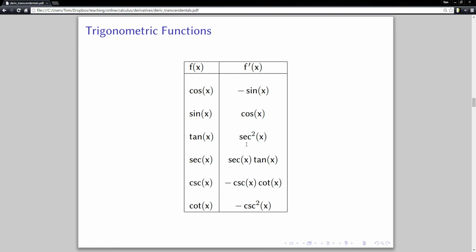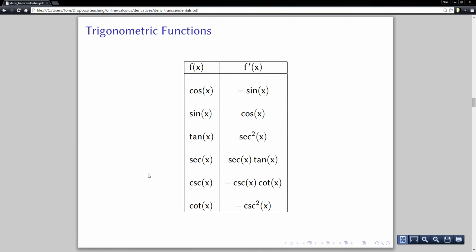The derivative of tangent is secant squared. The derivative of cotangent is minus cosecant squared, right? The derivative of secant is secant tangent. The derivative of cosecant is minus cosecant cotangent. So they sort of follow the same pattern.